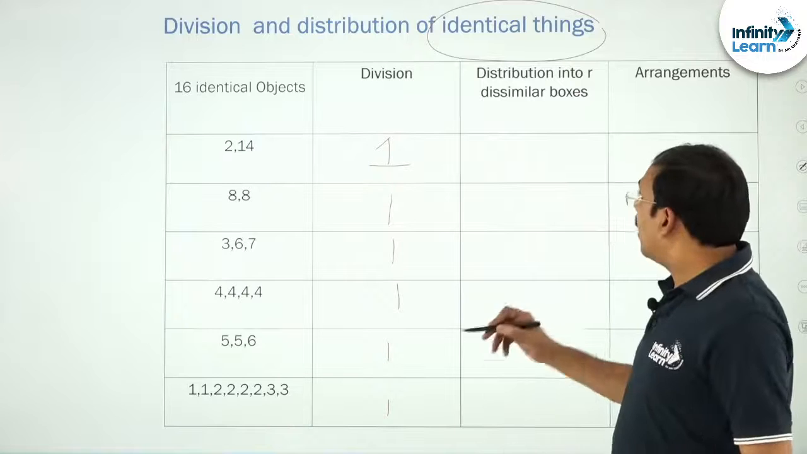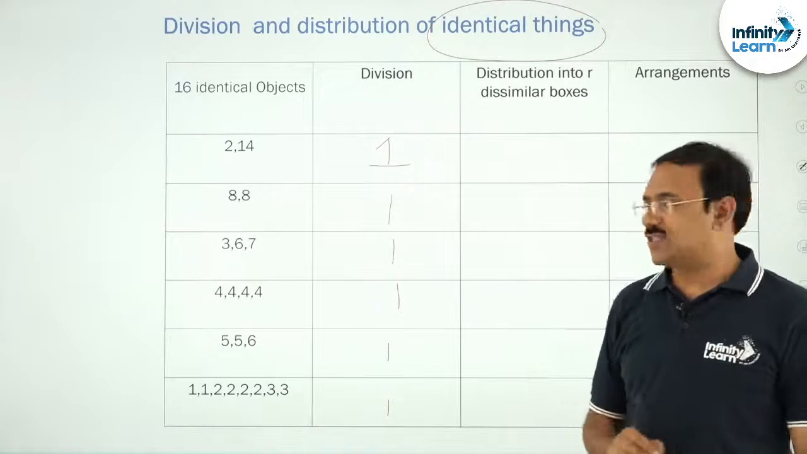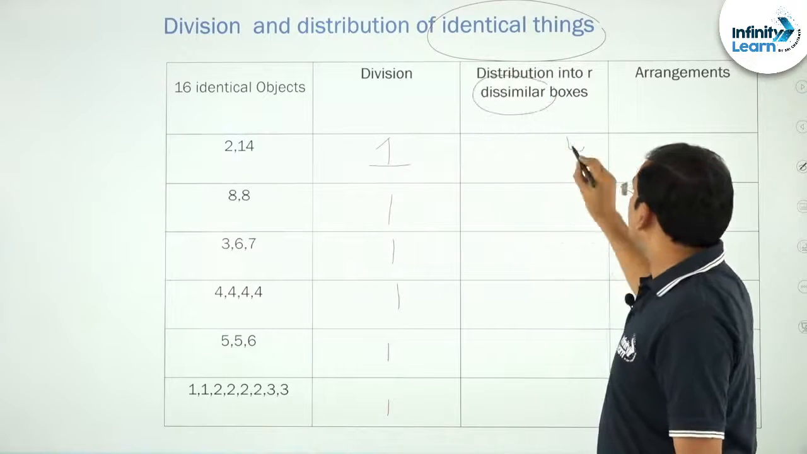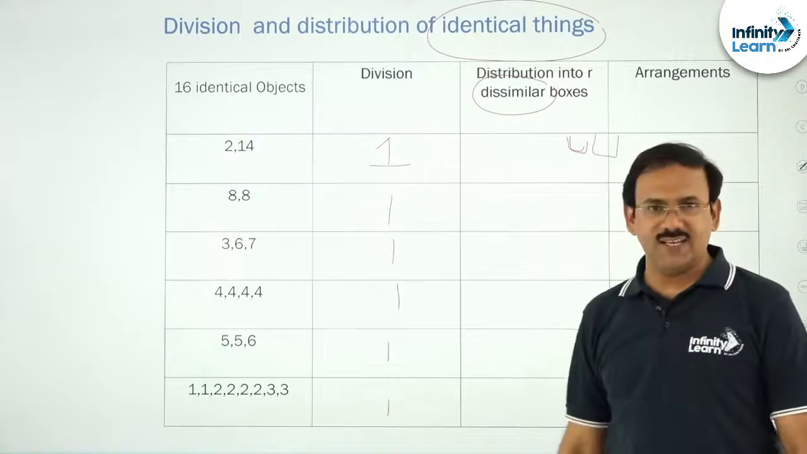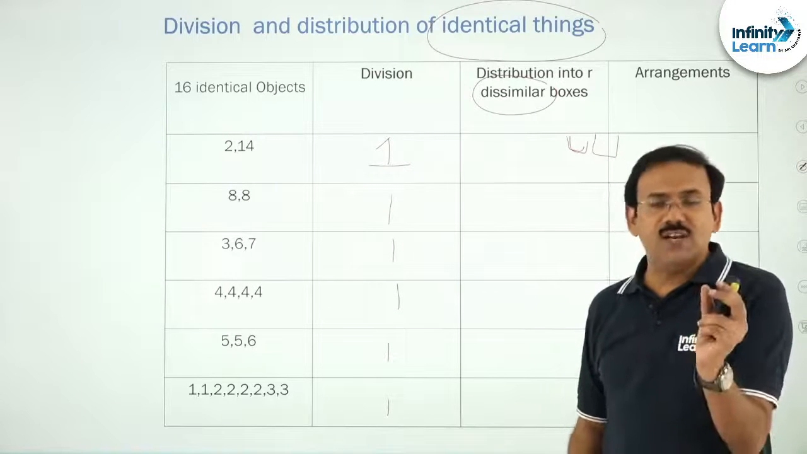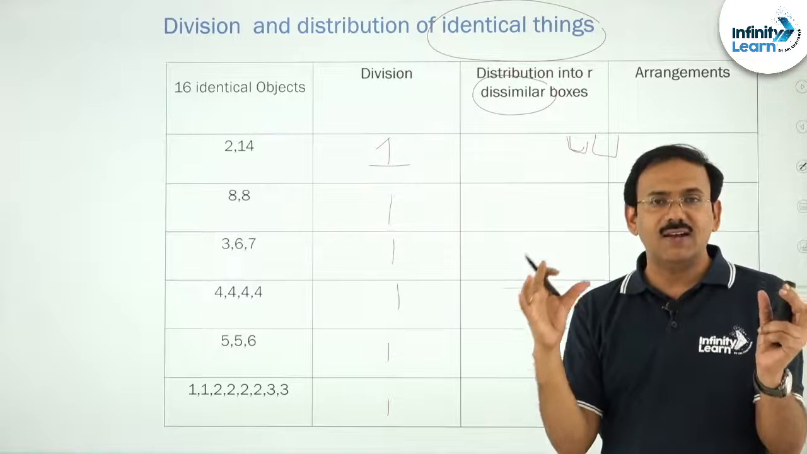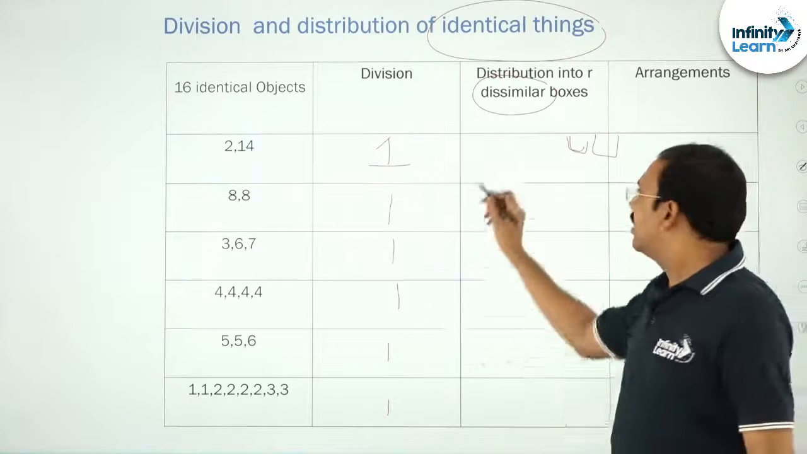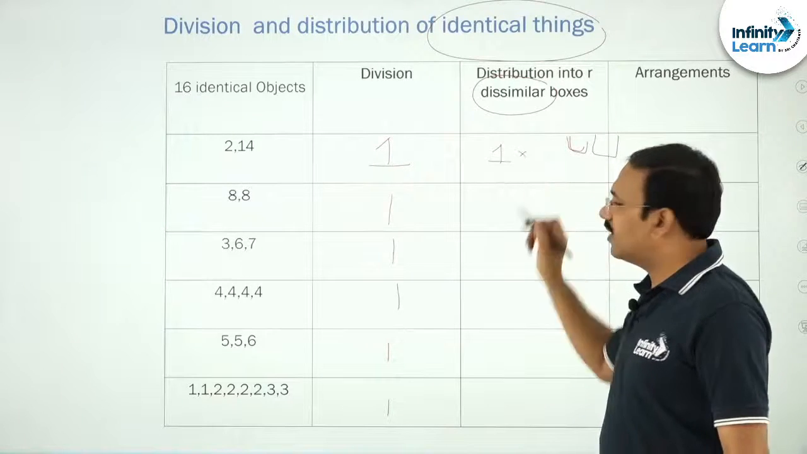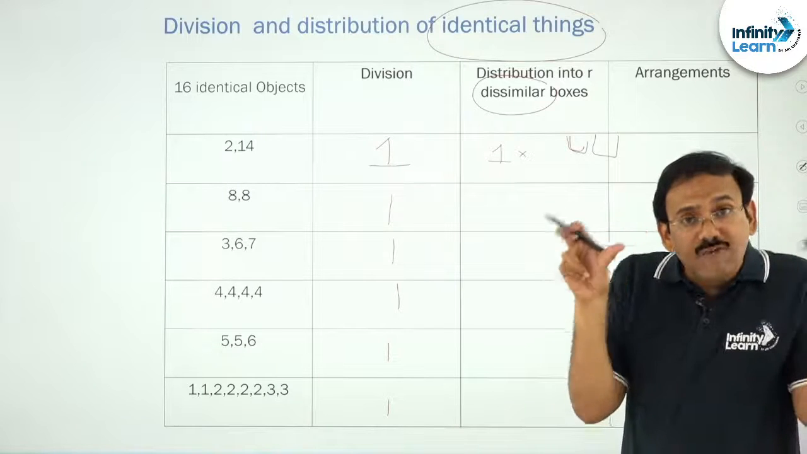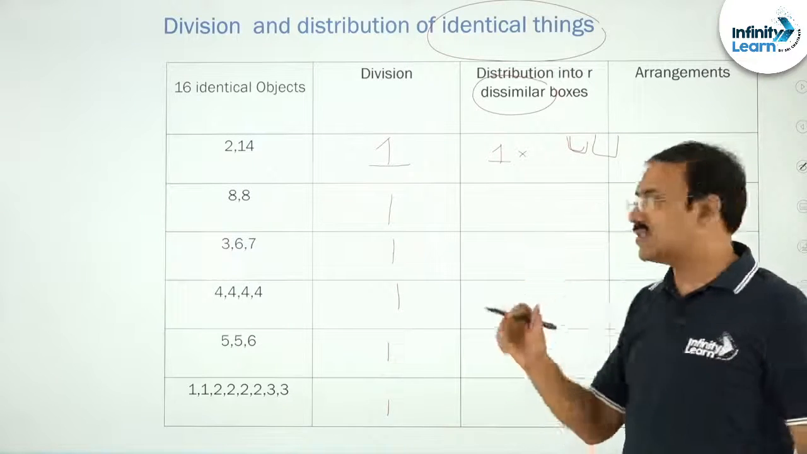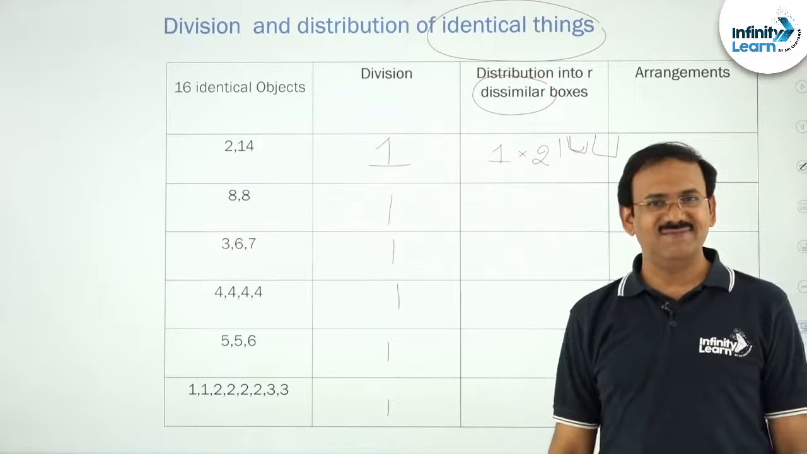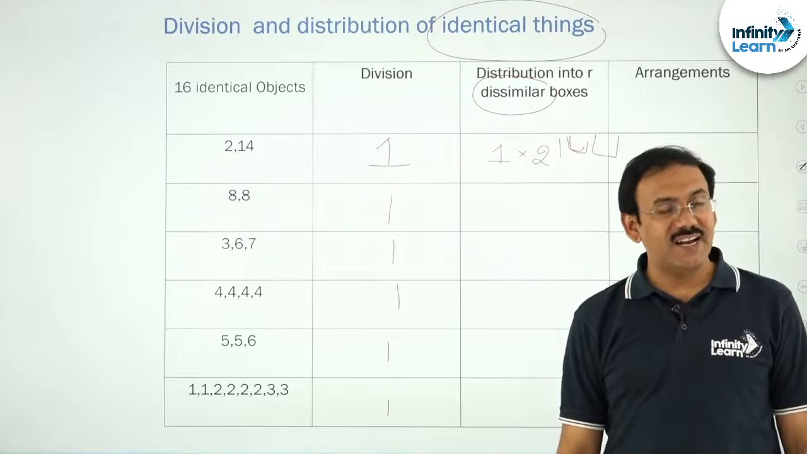The next topic: distribution into R boxes. Here, how many boxes are there? 2 groups. So I have taken dissimilar boxes, a small box and a big box. I have 2 A's in one hand and 14 A's in the other hand, so size-wise they are different. In how many ways can I arrange them into boxes? The number of ways of division is one way. Then distribution: 2 different items, 2 A's and 14 A's, into 2 different boxes, gives 2 factorial. Clear? Hope you got my point, right, friends?